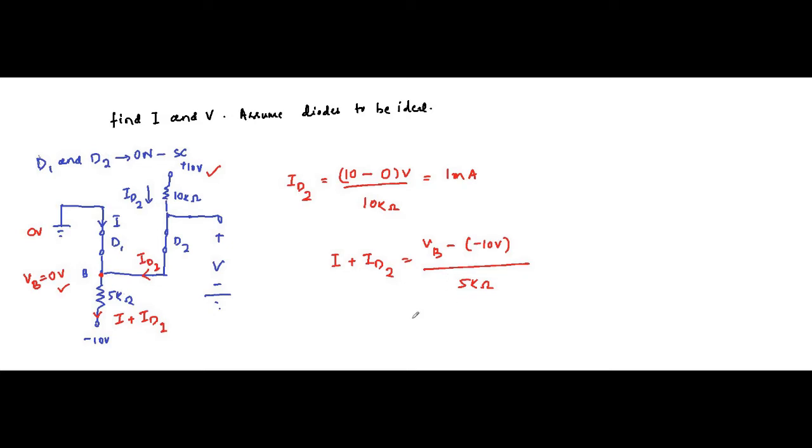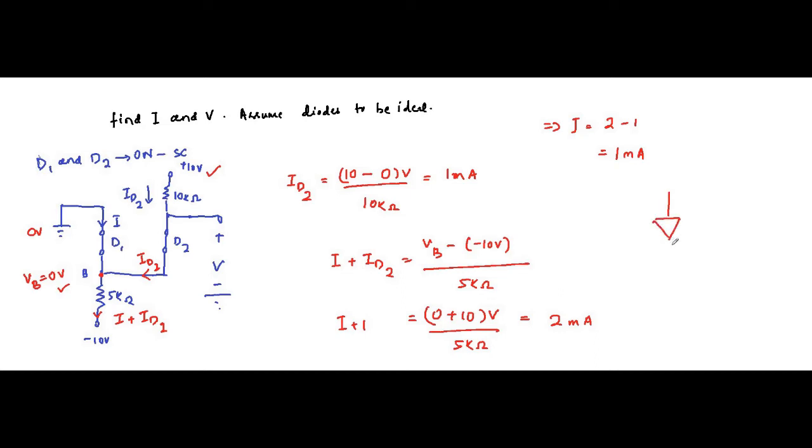So here it is I plus ID2, that is I plus 1, since ID2 we calculated as 1 milliampere. It is (0 minus minus 10 volt), which is plus 10 volt, by 5 kilo ohm, which is equal to how much? 2 milliampere. That implies I is equal to 2 minus 1, which is equal to 1 milliampere. So I is equal to 1 milliampere. Now see, current I is flowing in this direction.